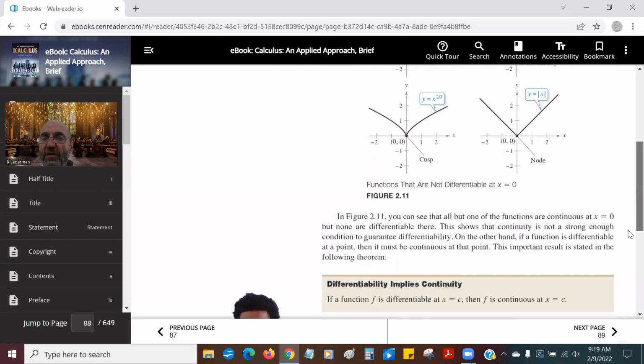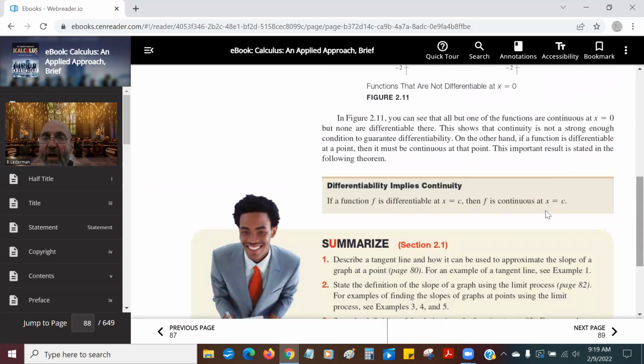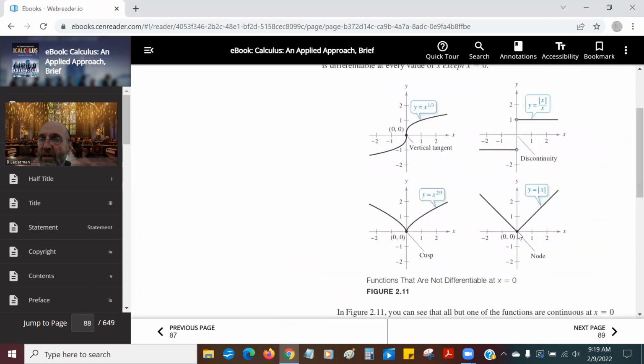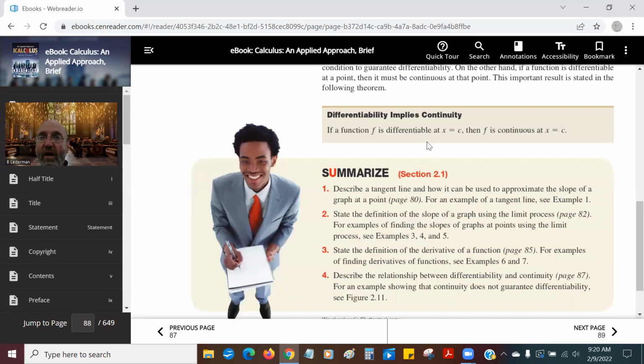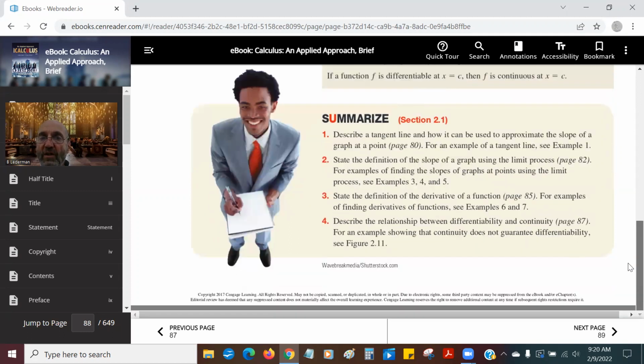So in order for a function to be differentiable, it has to be continuous at that point. But beyond being continuous, it also has to be what we call smooth. You see, because this here is continuous at the origin, but it's not smooth. It comes to a jagged, sharp turn. When it's a jagged, sharp turn, it's hard to define what the slope of the tangent would be at that point. So in order for a function to be differentiable, it has to be continuous, but it also has to be smooth.